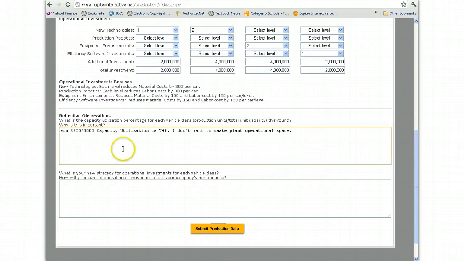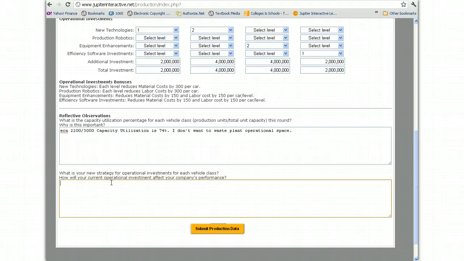So then I would, after I did, I would probably write some more here. I'm not going to waste time doing that right now. Here, what is your new strategy for operational investments in each vehicle class? How will your current operational investments affect your company's performance?